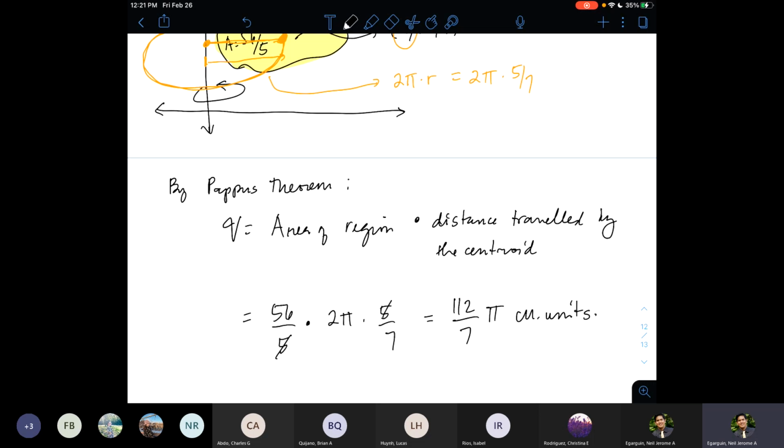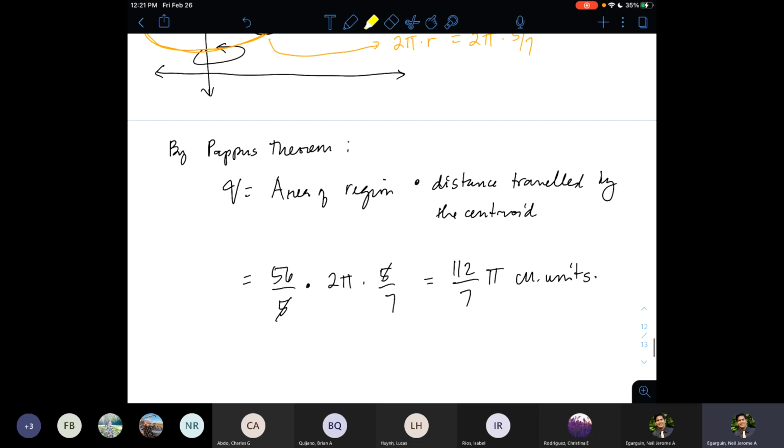Okay, I hope that helped Fatuma. Oh yeah, you identified everything correctly. Or perhaps you just forgot the 2 pi. A common pitfall among students is that they forget the constant 2 pi for the distance traveled by the centroid. So always remember that the centroid travels along a circular path. So you need to measure the circumference of that circular path taken by the centroid. So it's 2 pi times the radius. And it's better to have a picture side by side so that you can identify exactly what the radius is, because that changes with respect to the axis of revolution.